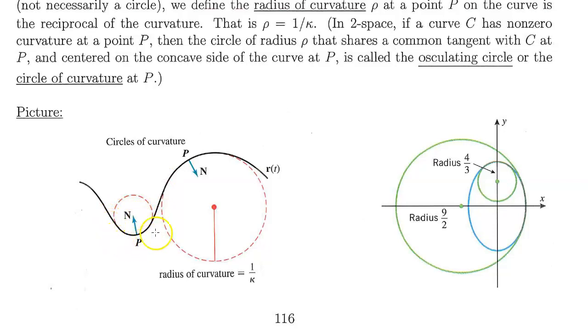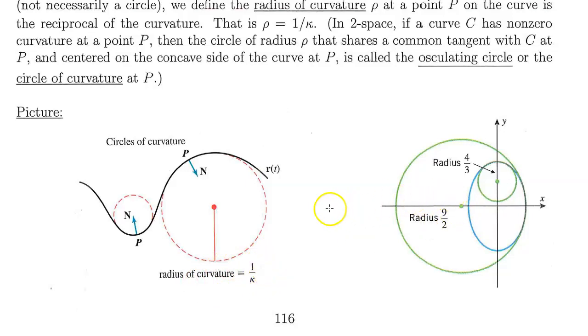Whereas if you have a place where the curvature is bigger, you have a smaller radius of curvature, right? A smaller circle of curvature. Notice the curvature here is bigger than here, but the circle of curvature is smaller. And that makes sense because the radius of curvature is the reciprocal of the curvature.